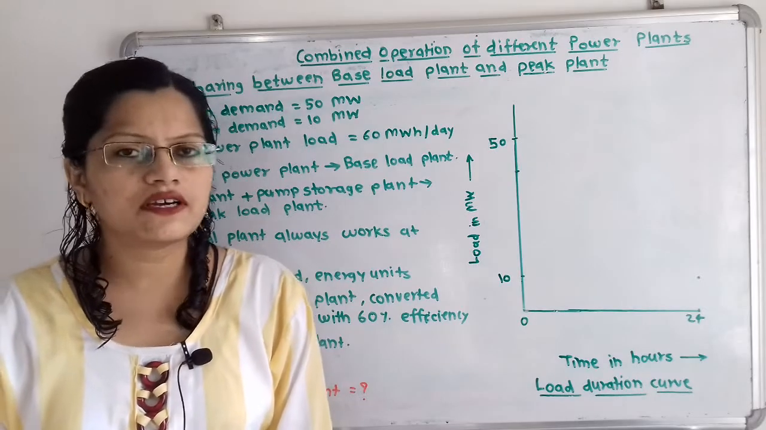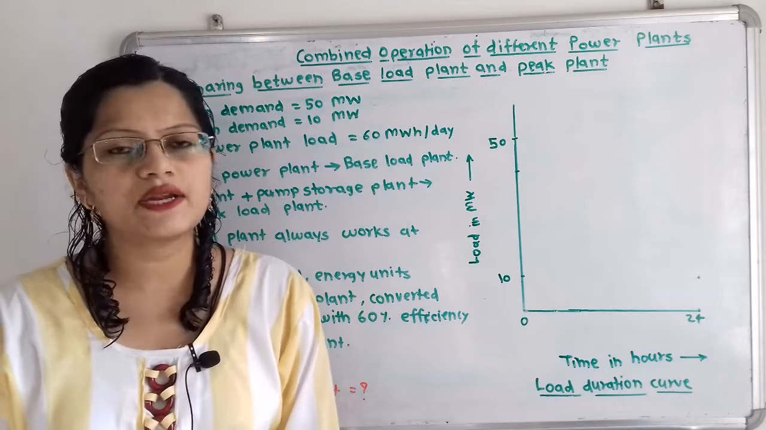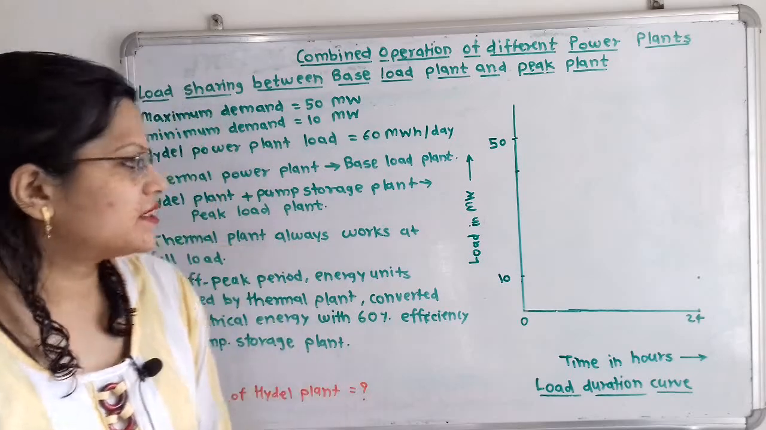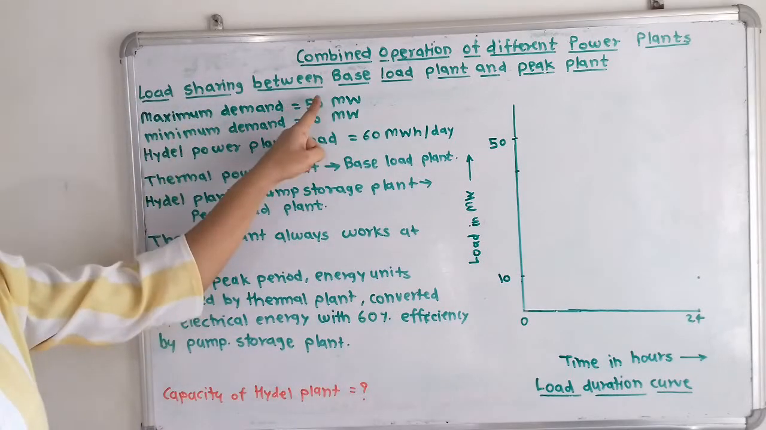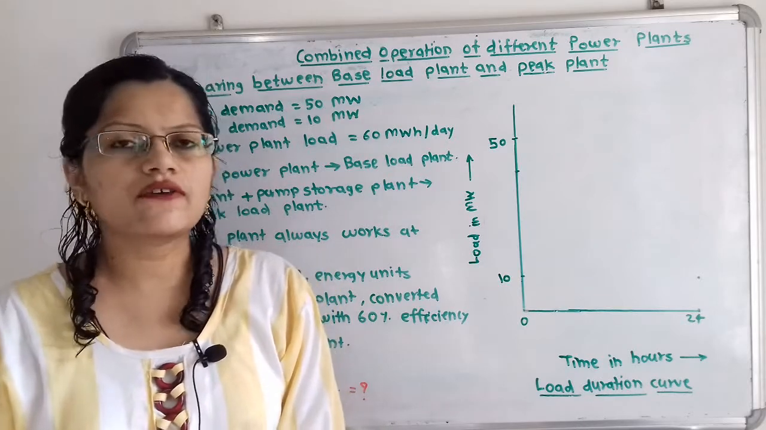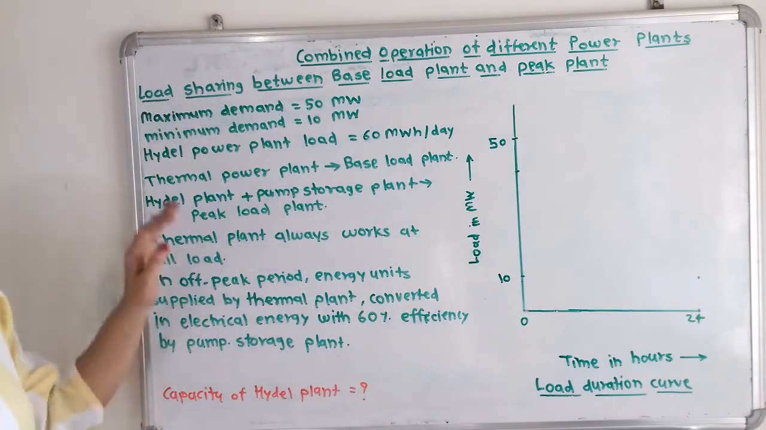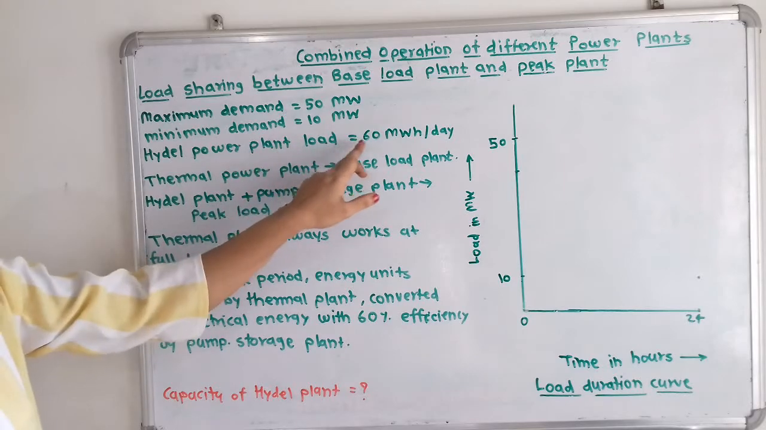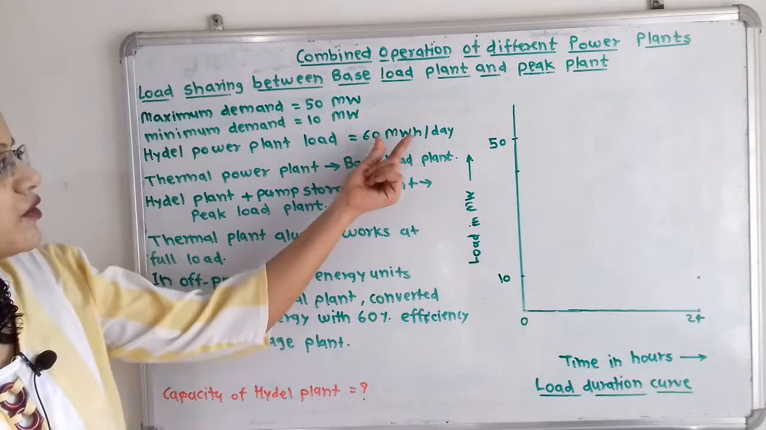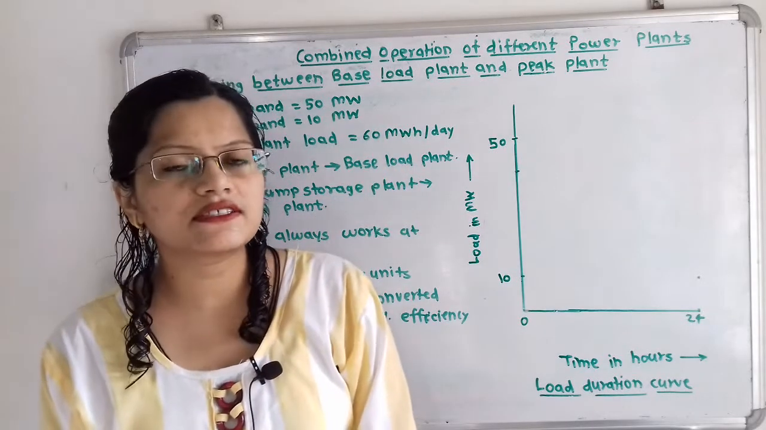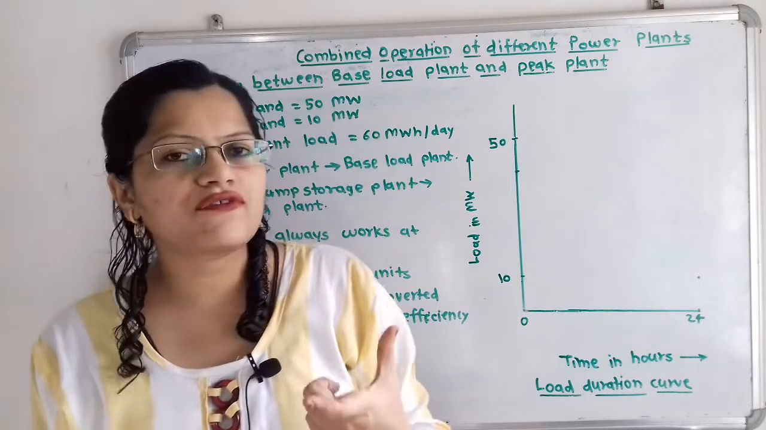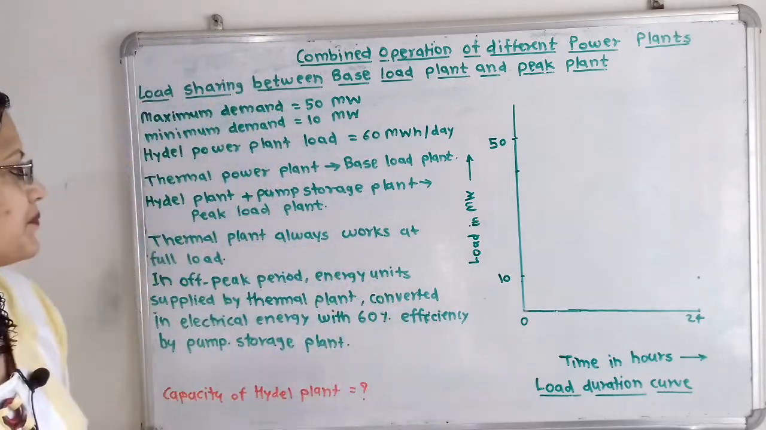Let us first understand the given data, and with the help of data we will draw the load duration curve. Maximum load and minimum load are given as 50 megawatt and 10 megawatt, and the load curve varies linearly. Hydel power plant load is given as 60 megawatt hour per day. If we observe the units, it is megawatt hour, that is, the number of energy units generated for a period of 24 hours is given.